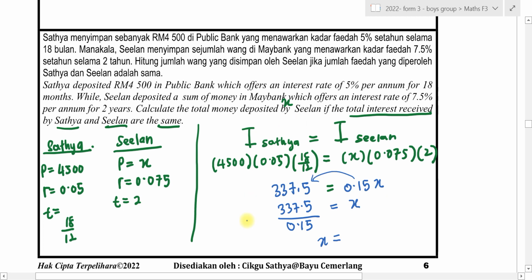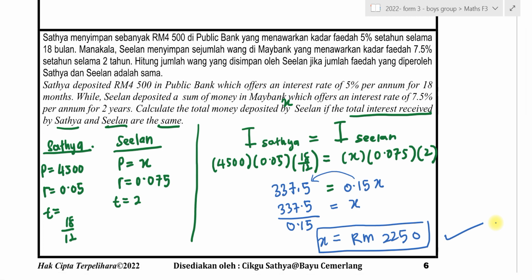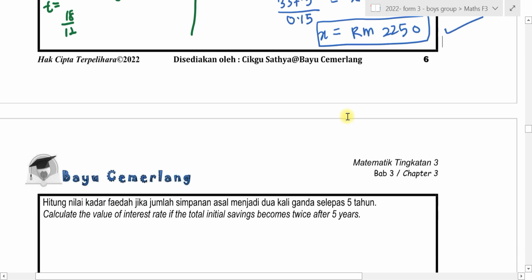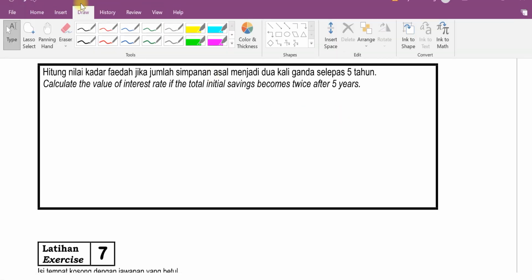So 337.5 divided by 0.15. So you get the answer RM2250. Yes. So this is the amount of money that Sealant invested in Maybank. Nampak? Soalan boleh tanya macam ni juga. Okay? Can digest? Yeah. Can, not bad, right. So you started to feel ready like a bank officer ready.